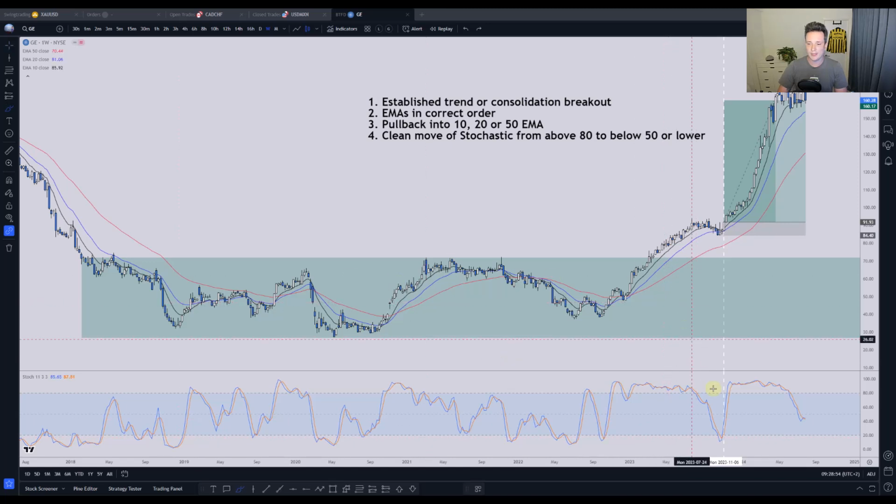And what do I mean by clean move? Well, this is a clean move. This is one. All of these are clean moves. This is a clean move. This is not a clean move, okay? So when stochastic goes like this is not something we want to trade.